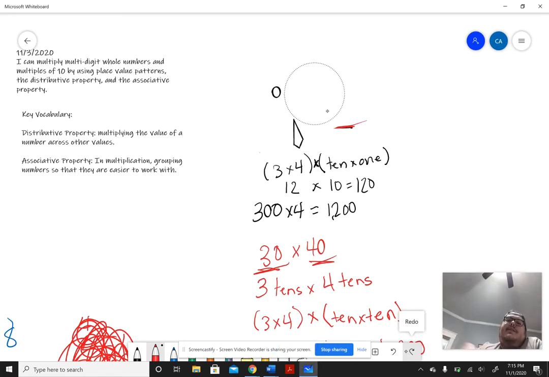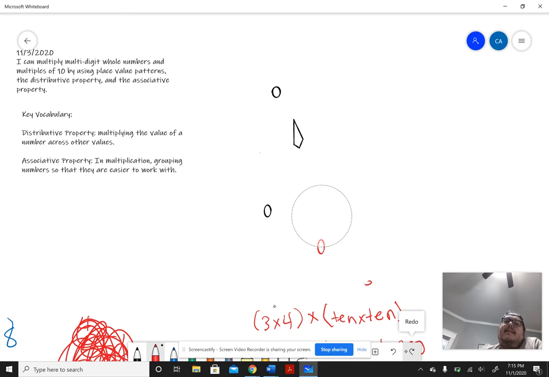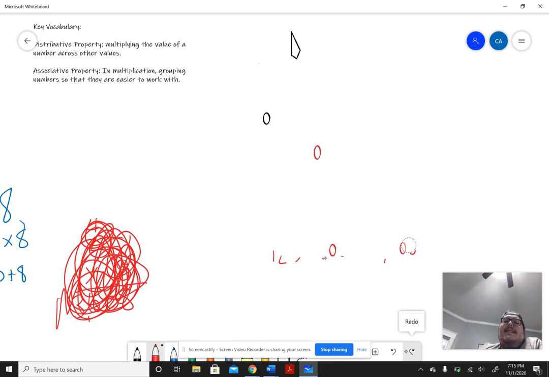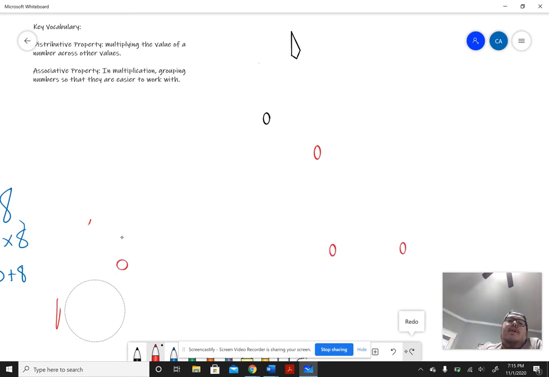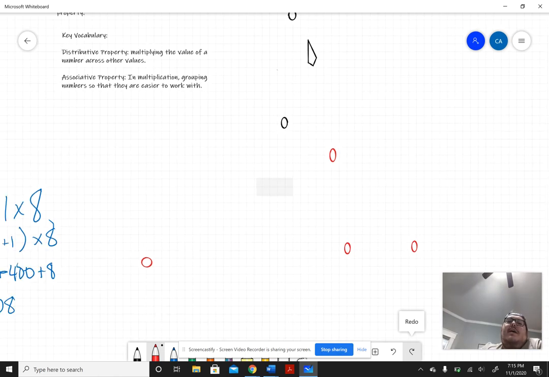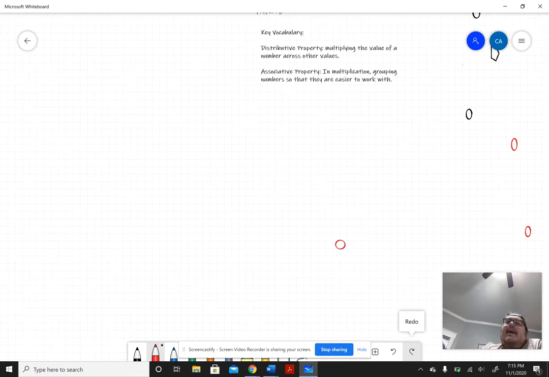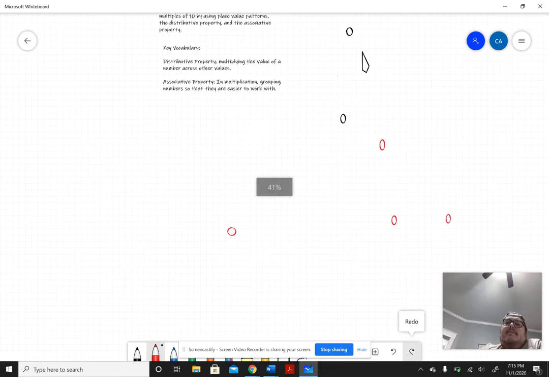Don't mind me just erasing things because I've already recorded this once, and then when I went to look for the file, it wasn't there. So don't mind me just erasing things. We love technology. Now I have to get rid of all these fun shapes.